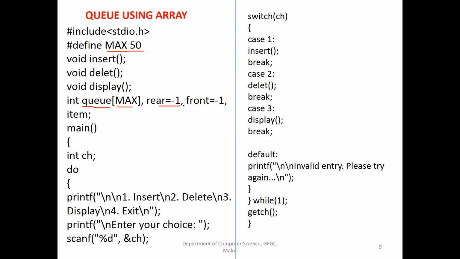Initially, rear is declared as -1 and front is declared as -1. And also we have a variable called item. Then here we are starting the main program. We are declaring a choice ch using a do while loop. We are starting do, and as per the program, we are going to have a choice: 1 means insert, 2 means delete, 3 means display, and use a printf statement and mention enter your choice. Then use a scanf statement.